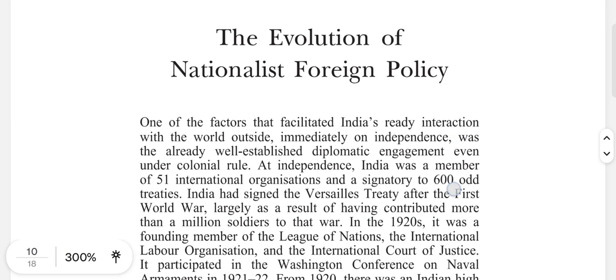A Brief History of Modern India. Chapter 36. The Evolution of Nationalist Foreign Policy.